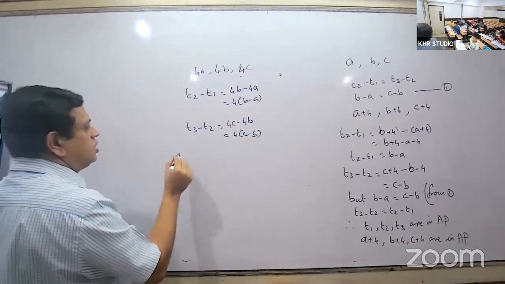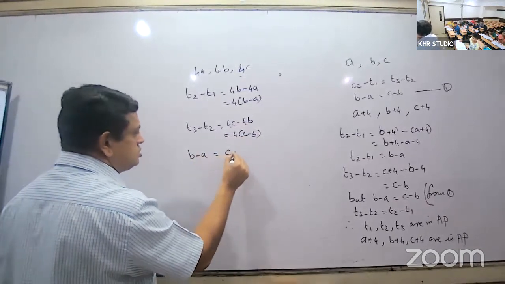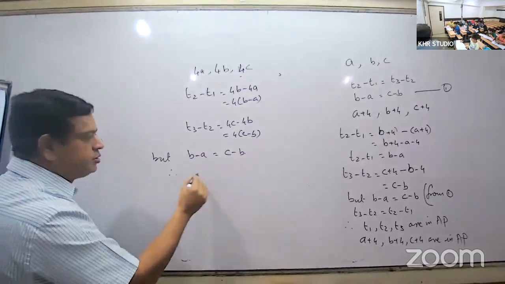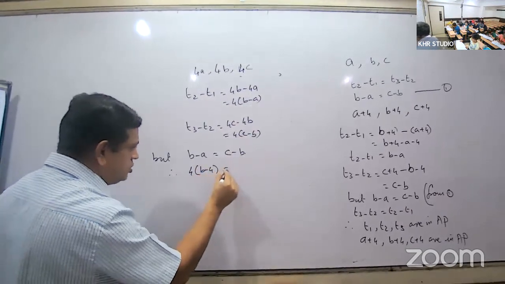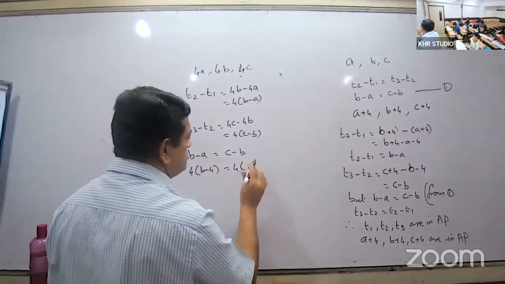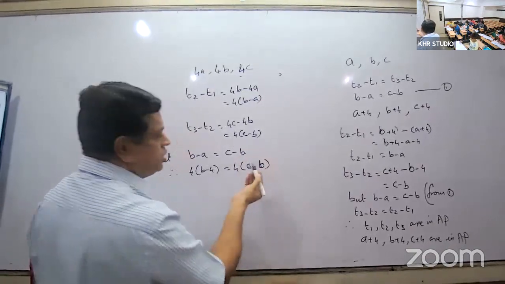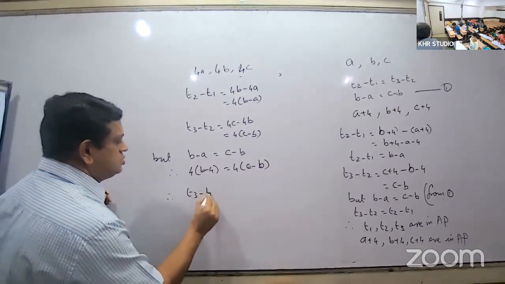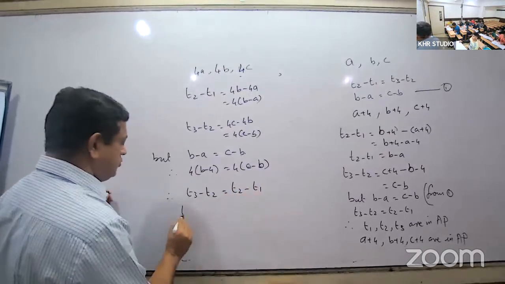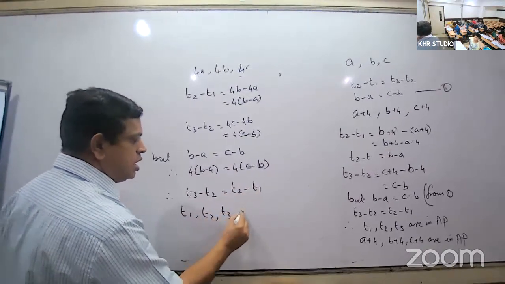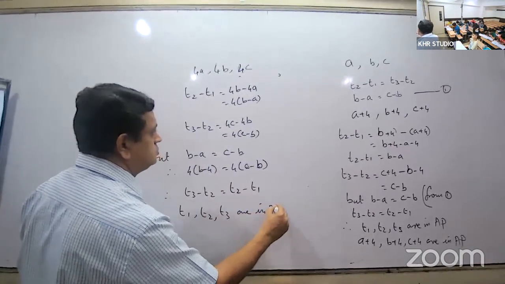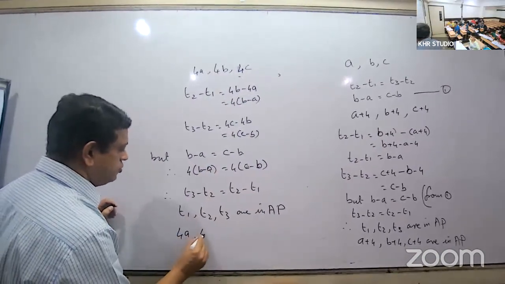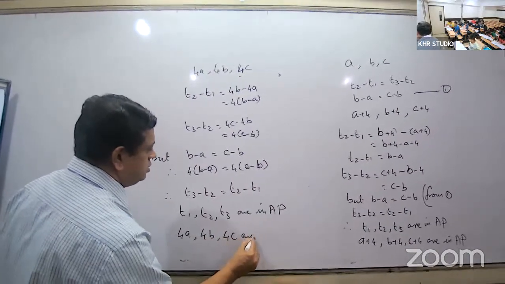We have B minus A is equal to C minus B. Yes or no? Therefore, you can multiply by 4, and they will still be equal. Therefore, 4 times (B minus A) will be equal to 4 times (C minus B). Therefore, T3 minus T2 is equal to T2 minus T1. Therefore, T1, T2, T3 are in AP. That is, 4A, 4B, 4C are in AP.